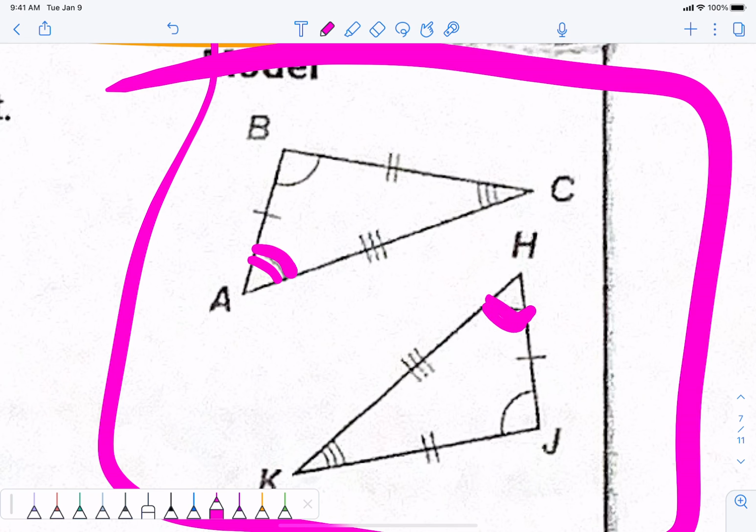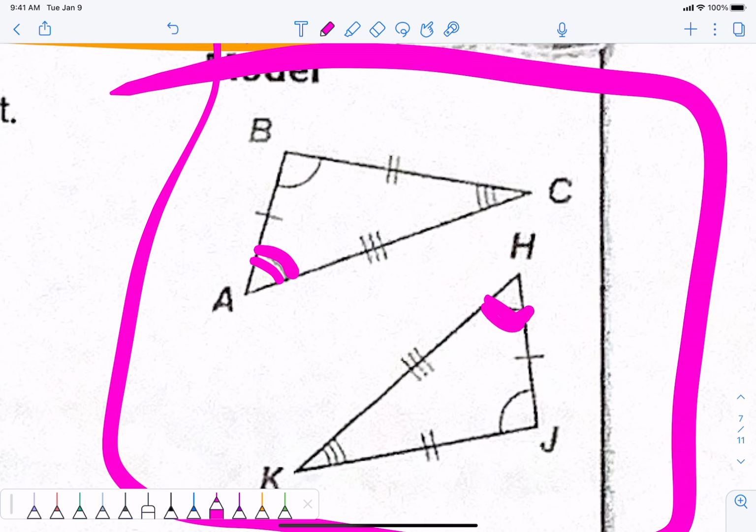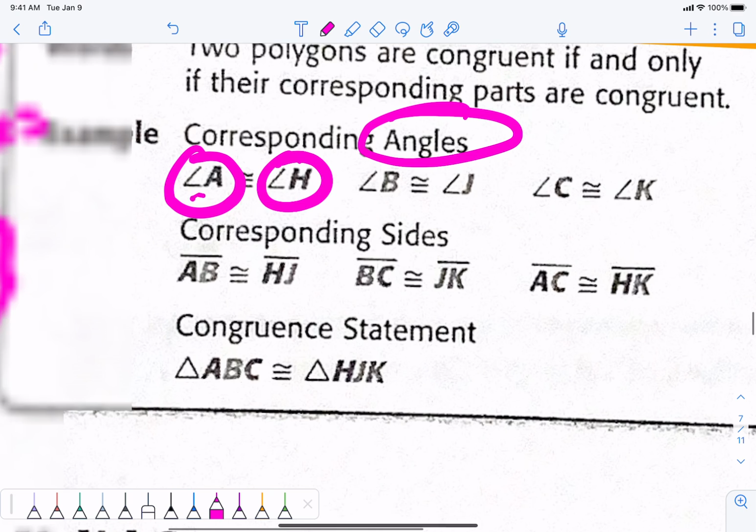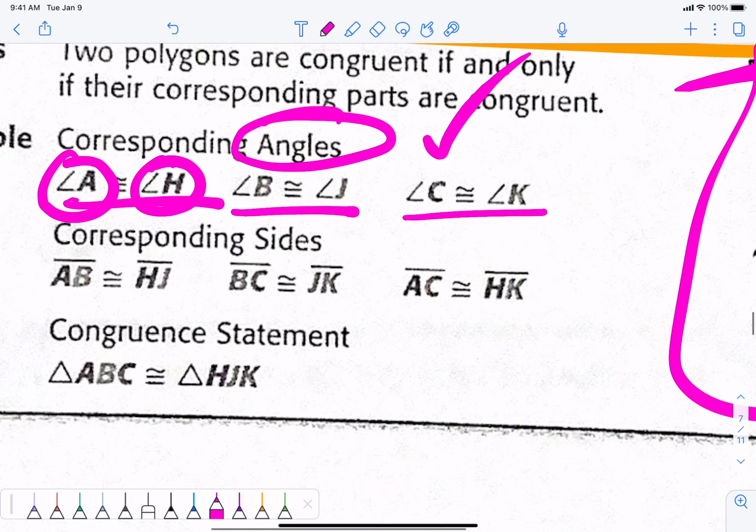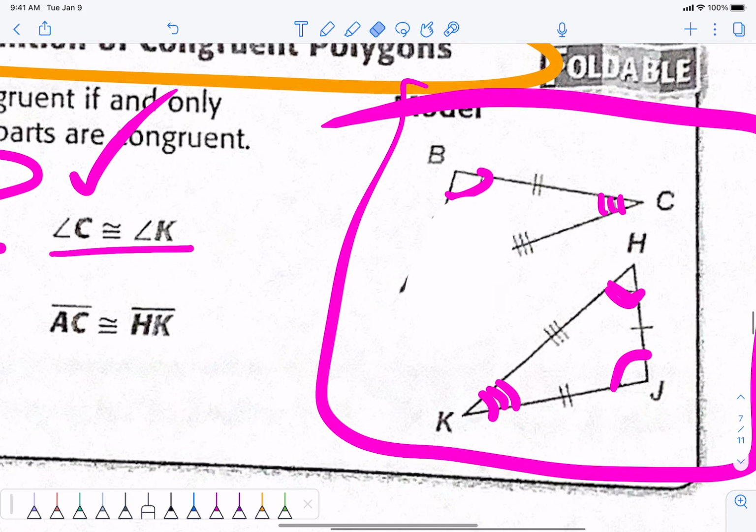It has the same number of swoops, right? Same number of tick marks, basically. A matches up with H, B matches up with J, C matches up with K, because they have the same number of tick marks, okay? So they have those listed off over here. A and H, B and J, C and K. Angles, done. Okay, next. Sides, we're matching the sides up.